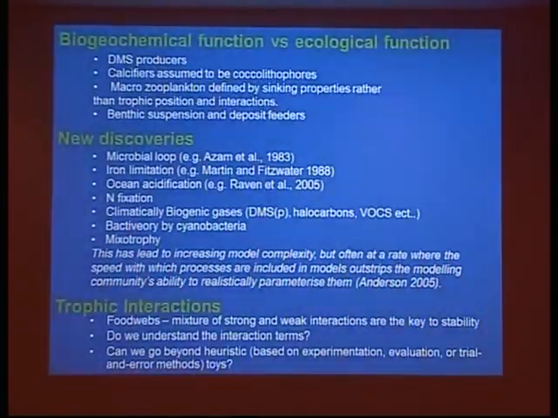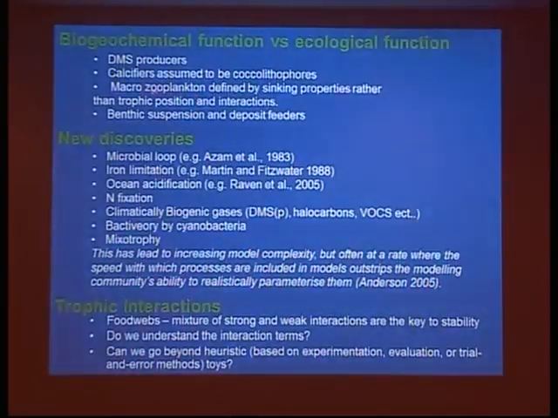Okay, the other challenge awaiting us is that often there is a trade-off between biogeochemical function versus ecological function of a process that we include in models. For example, DMS producers can be important, but when we include DMS producers in our models, generally we focus on how much DMS they are producing and if they are doing it in the right way. But their ecological function, how they influence the marine ecosystem, is often overlooked.